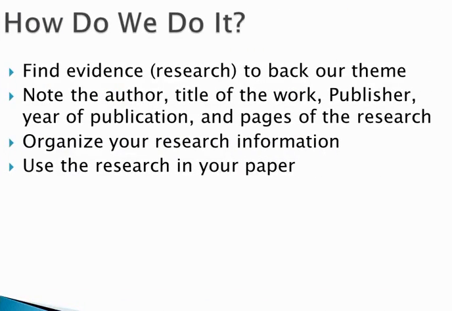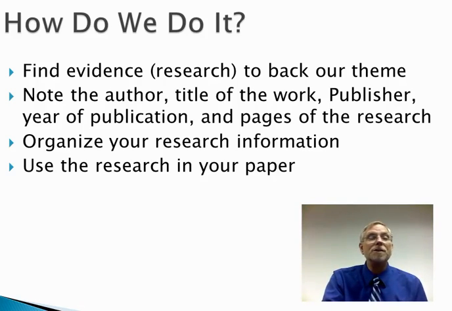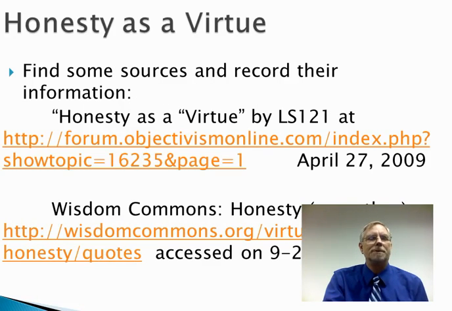So how do we do it? First, we find evidence or research to back our theme. Our last thread during this unit's work showed us how to use Google Scholar and other search engines to find evidence. When we find our evidence, we note the author, the title of the work, the publisher, the year of publication, and the pages of the research, because we'll need that later on when we cite our sources. Then we organize our research information, figuring out where it might fit into our paper, and then we actually use the research in our paper.